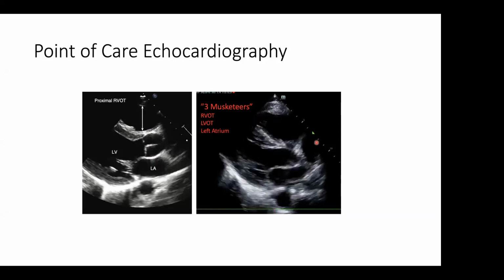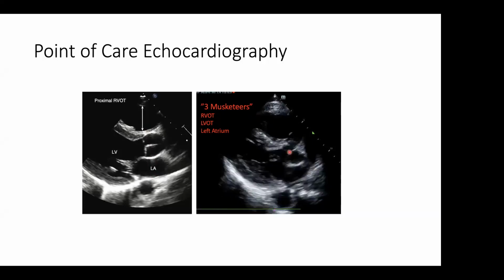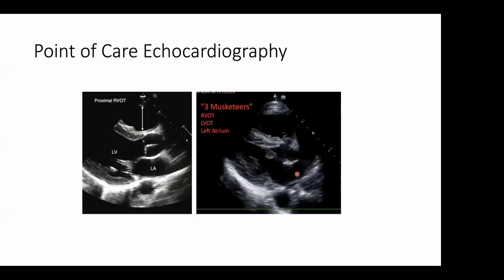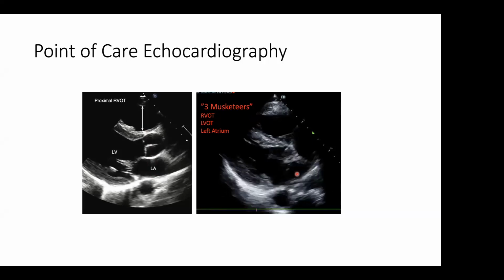But notice here on this clip, the right ventricular outflow tract is somewhat larger in measurement compared to the other two chambers. So this should clue you into maybe there is some evidence of RV dilatation or RV dysfunction.